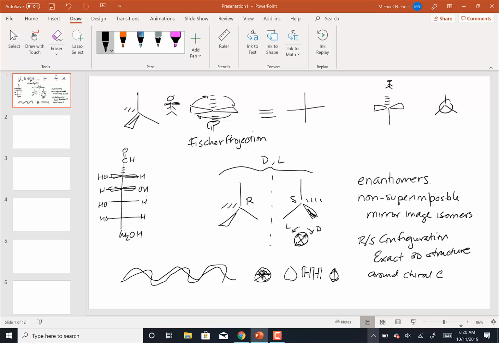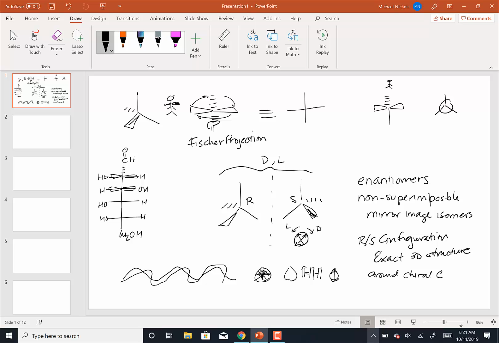But what we need to understand in order to determine whether two molecules are enantiomers or something else is that every chiral center is R and S, but the overall chiral molecule is either D or L. Okay? And that if they're mirror images, they're enantiomers.